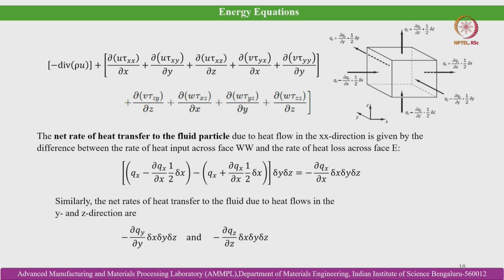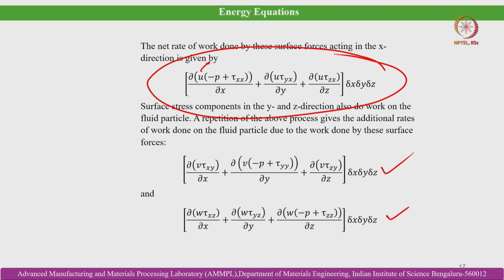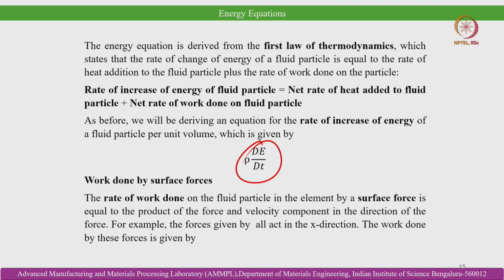So now we have seen, and we have introduced before, that the rate of increase of energy of a fluid particle is equal to the net rate of heat added to the fluid particle plus the net rate of work done on the fluid particle. So now we already know the net rate of work done on the fluid particle.